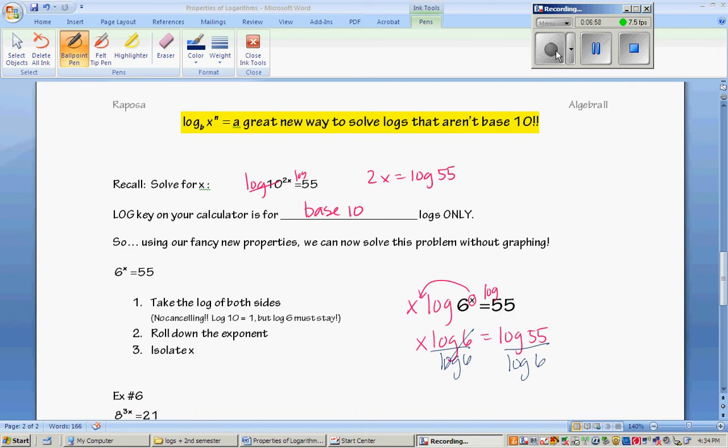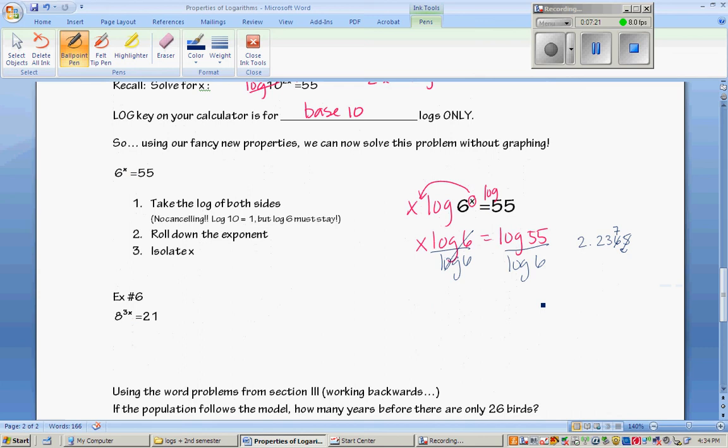Now what you should get in your calculator is something close to 2.2365. And then we could round this up to 2.237. But here's the problem. If you didn't get this, it's perhaps because you did not close the parentheses on the log 55. When it goes into your calculator, it will look like log(55. You need to close those parentheses and then hit divided by log 6. It is not necessary to close the parentheses on the log 6.